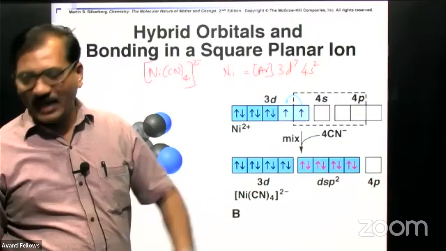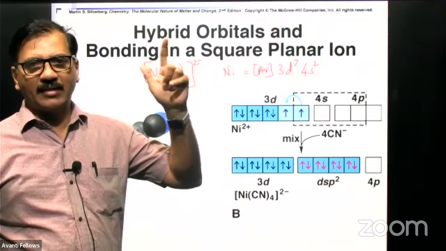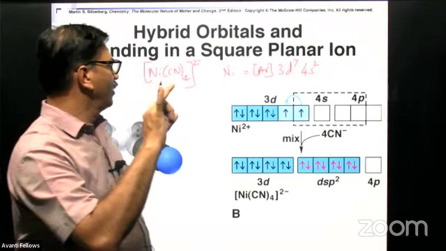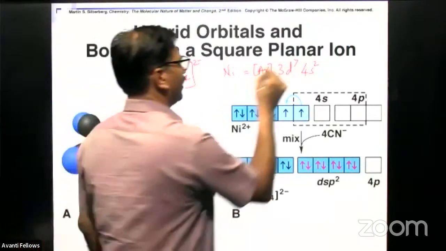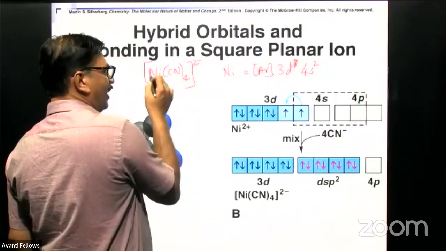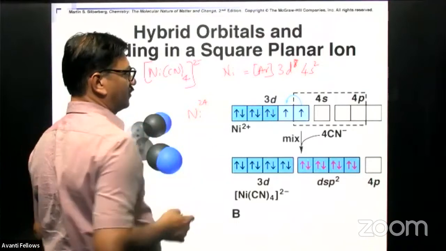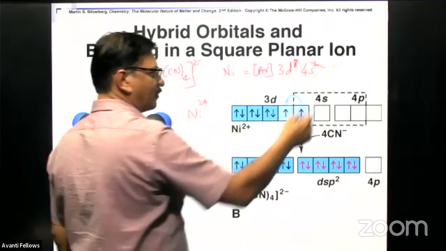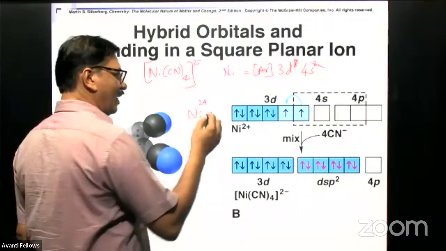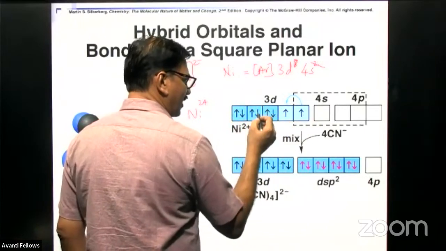Scandium is 3d1, and going through scandium, titanium, vanadium, chromium, manganese, iron, cobalt, nickel, this is 3d8 4s2. Here nickel is in the form of Ni2 plus. That means 2 electrons have gone, the outermost electrons. So it has got 8 electrons: 1, 2, 3, 4, 5, 6, 7, 8.